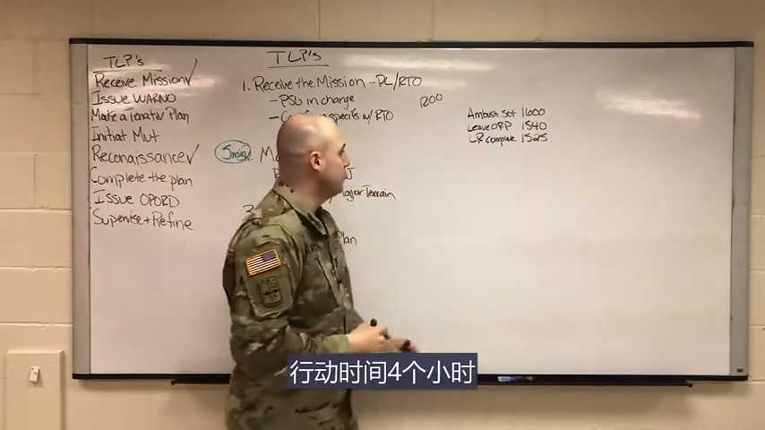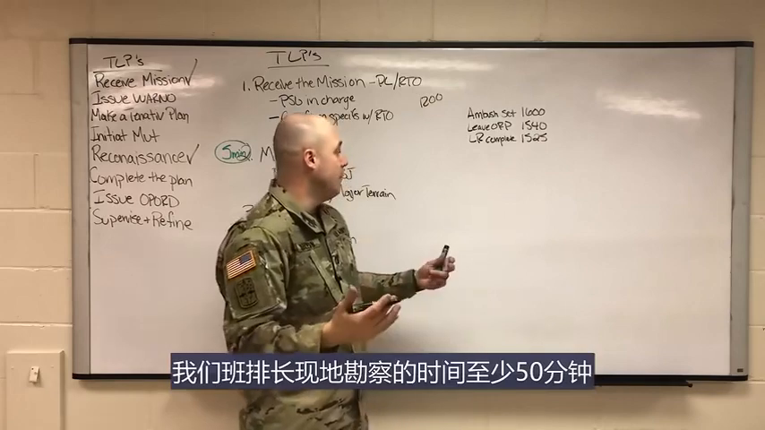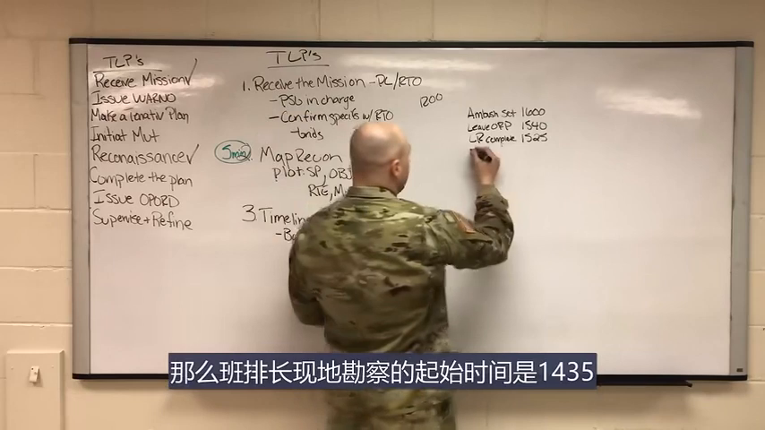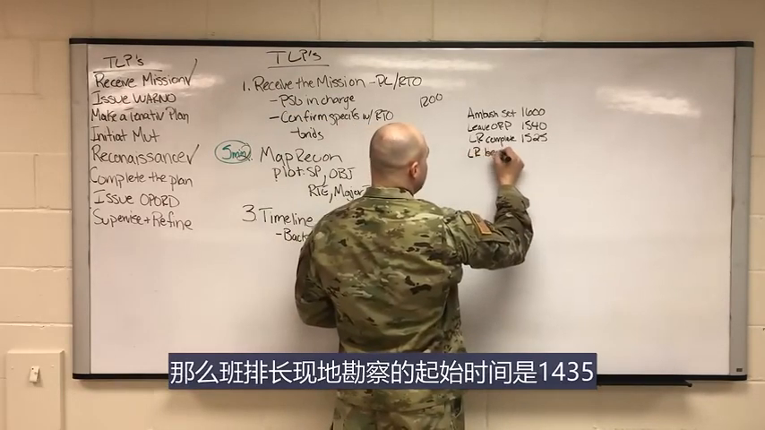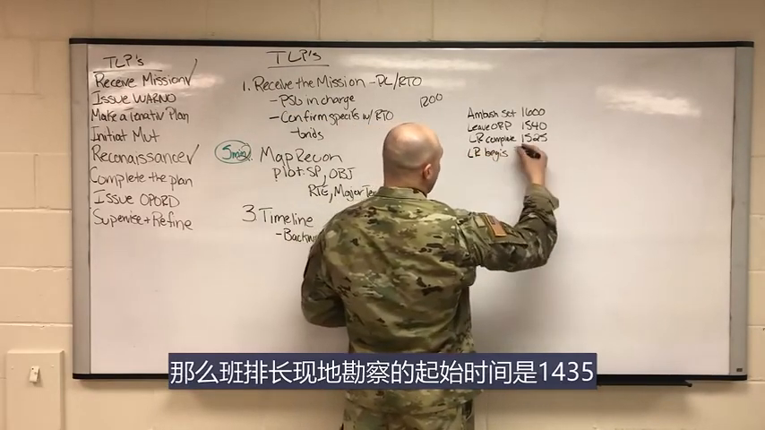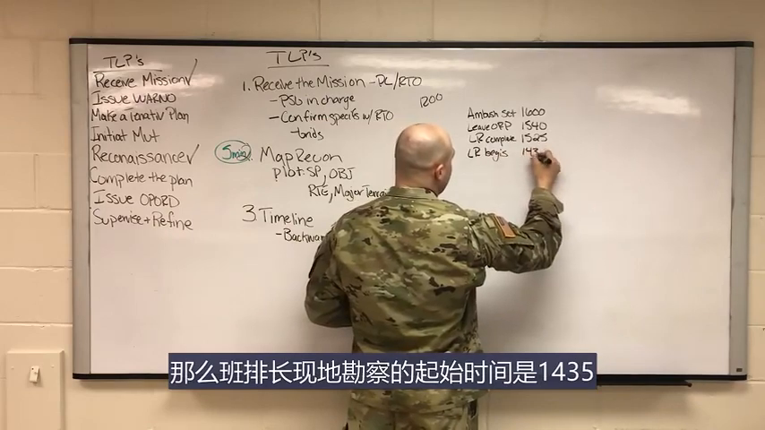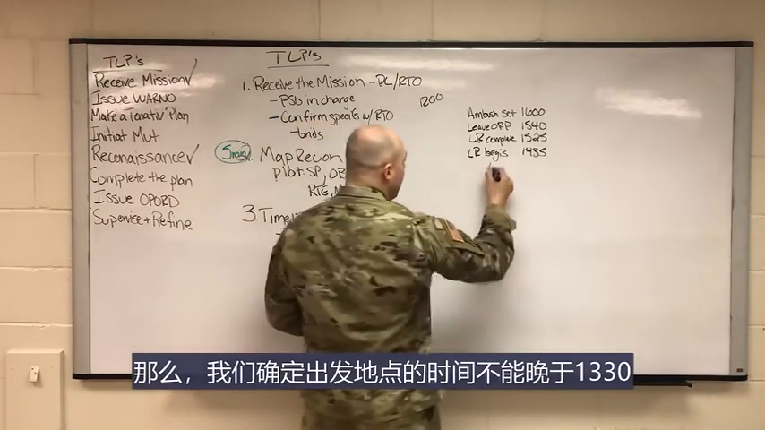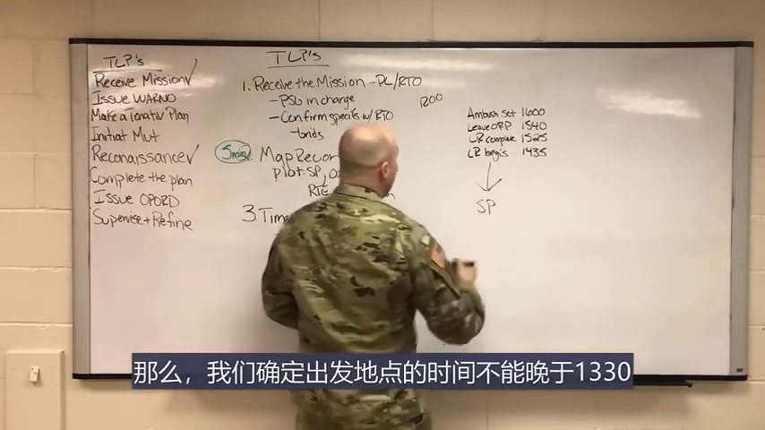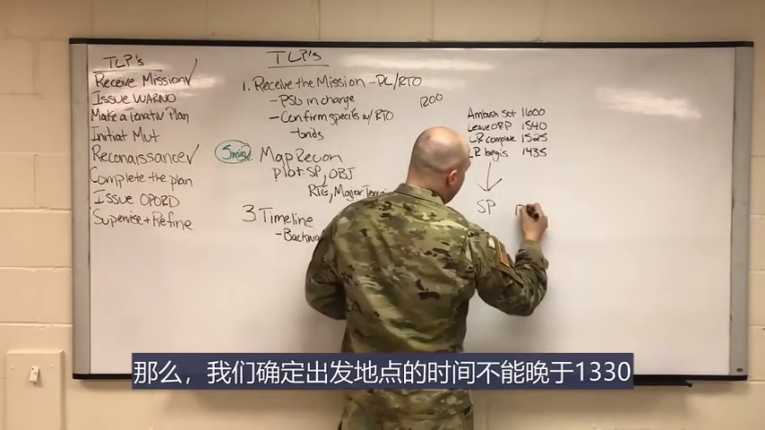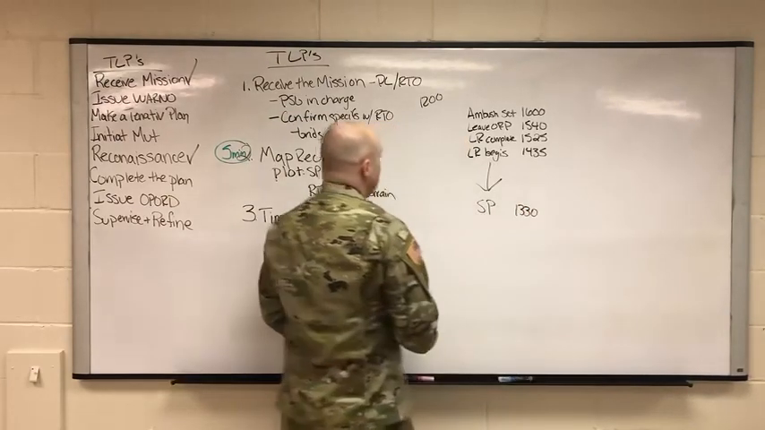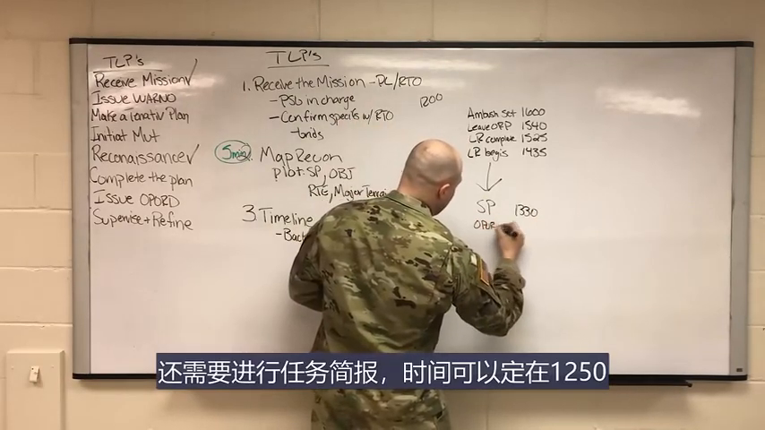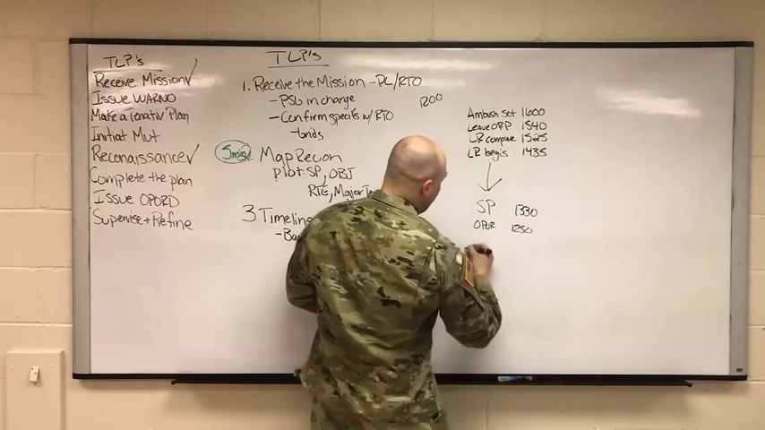I've got 4 hours for this operation. All right, let's say I want my leader's recon to be at least 50 minutes. So leader's recon begins at 1435. All right, I move back from here. So I'm going to move all the way back to SP. And I realize, hey, I need an SP no later than 1330. Okay, so that means I need to brief my op-board maybe at 1250. So op-board brief at 1250, and go from there.